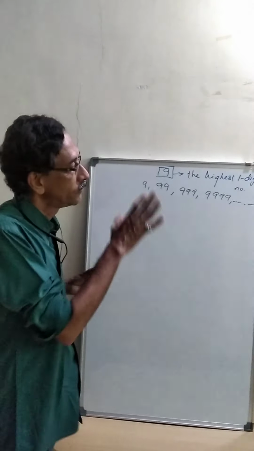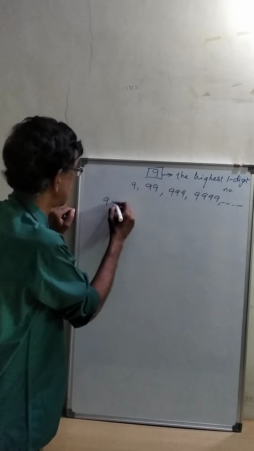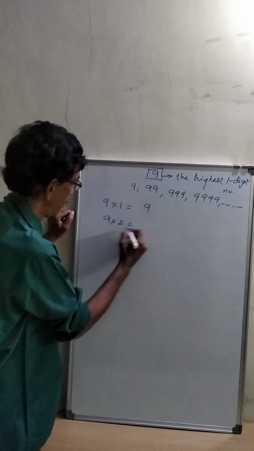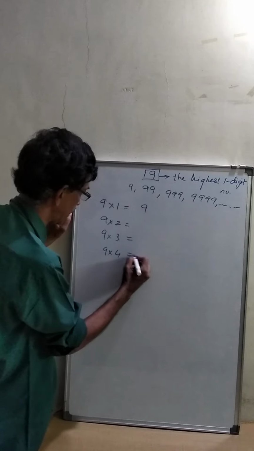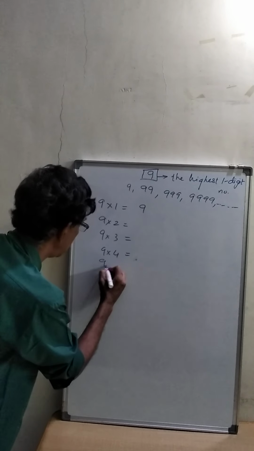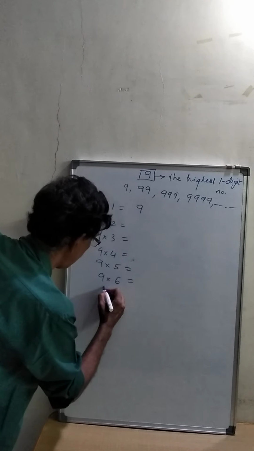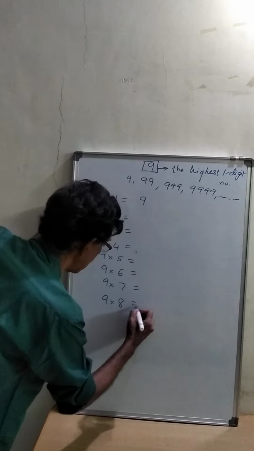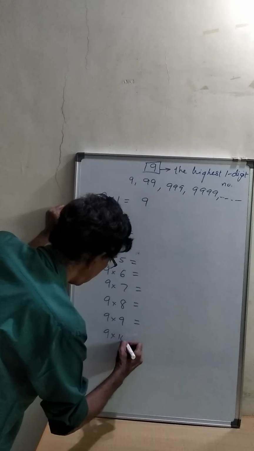Okay. Now we will look at the table of 9. You all know the table of 9. That is 9 ones are 9, 9 twos are 18, 9 threes are 27, 9 fours are 36, 9 fives are 45, 9 sixes are 54, 9 sevens are 63, 9 eights are 72, 9 nines are 81, and 9 tens are 90.